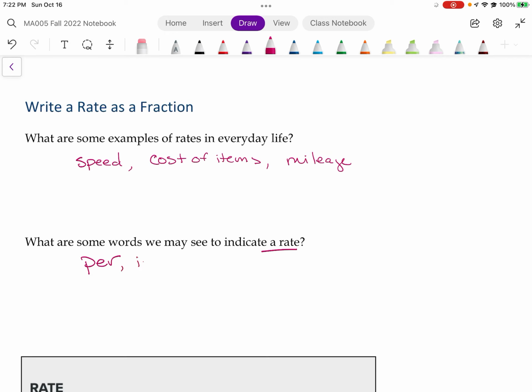Well, you might see something like in. There are 24 cans in a case, right? 24 cans per case or something like that. So you might say in, you might see for every, and you might even see the word rate.